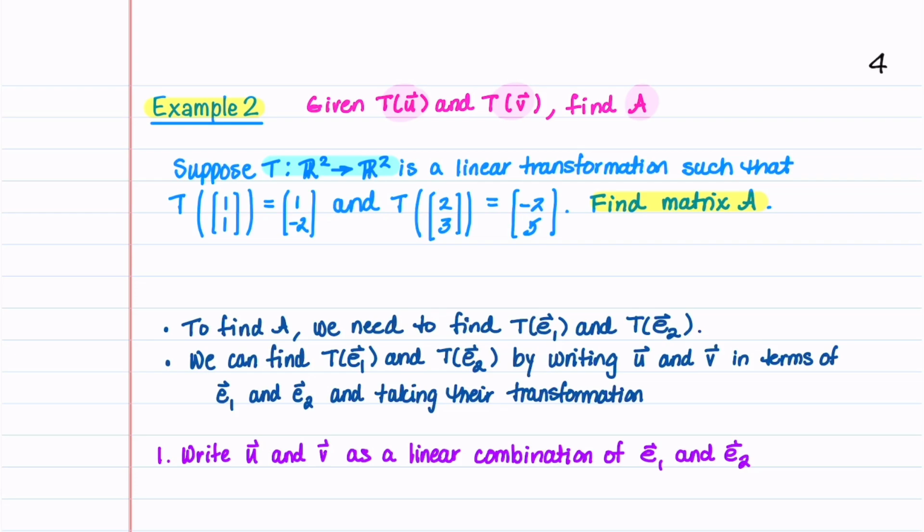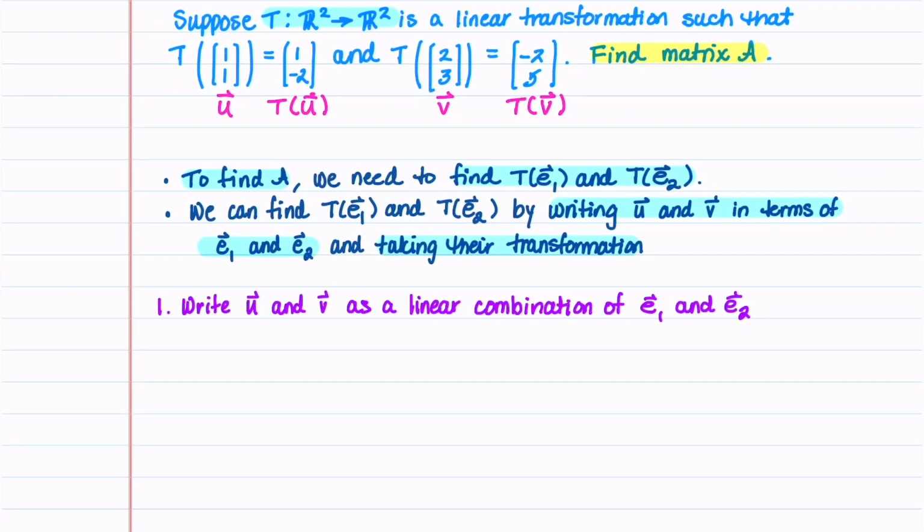Let's begin by labeling the vectors that we've been given. Let's label the 1, 1 as U, and we'll label the 2, 3 as V, and then our 1, -2 is our T of U, and our -2, 5 is our T of V. Let's now talk about what we have to do. To find A, we need to find T of E1 and T of E2, because that's the definition of A. To find T of E1 and T of E2, we're going to write U and V in terms of E1 and E2, and then take their transformation.